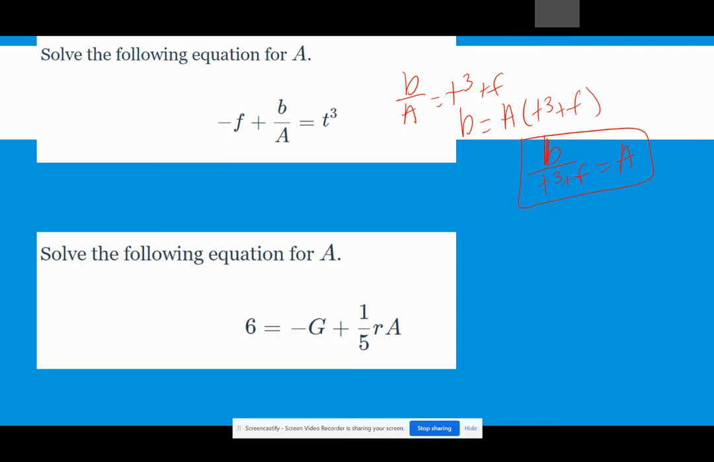Next type of problem, same stuff as we've been doing. We have to get A alone, so I add G over. So I get 6 plus G equals 1/5 RA. I'm going to multiply both sides by 5.